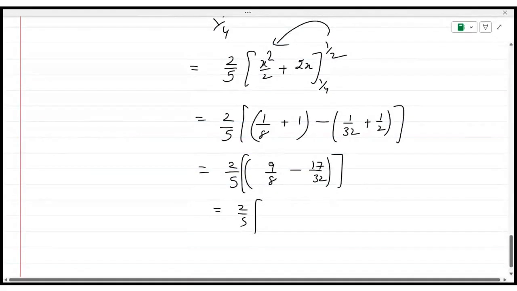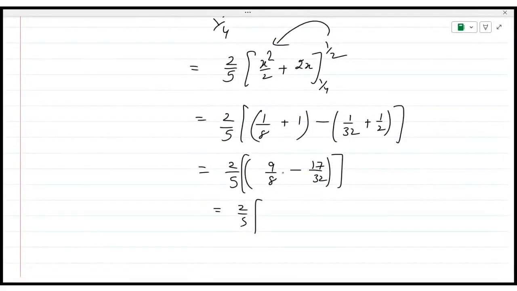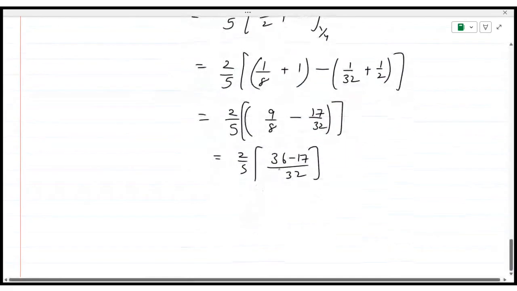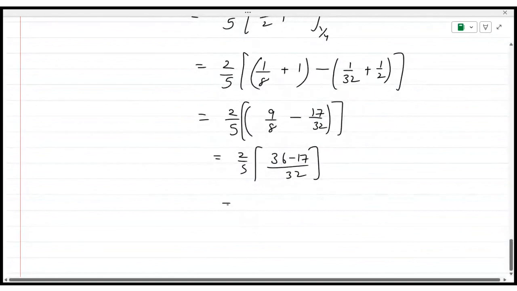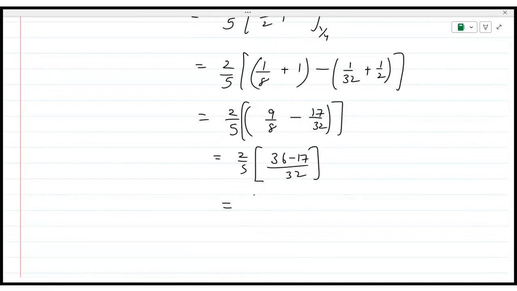So this will be 9 into 4, 36 minus 17 upon 32. Okay, so is this correct? If I make mistakes, please do tell me if I am making some kind of mistake there.